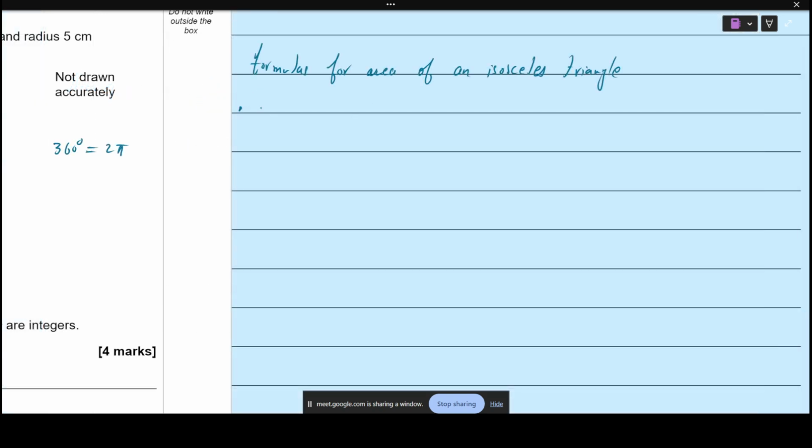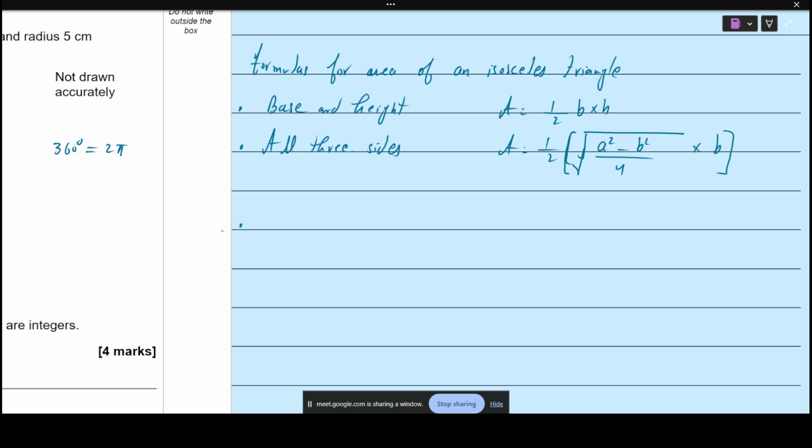First, if the base and the height of the isosceles triangle are given, we use the formula for area: half times base multiplied by height. If we are given the three sides of the isosceles triangle and the angle is not given, then we have another formula: half times the square root of first side squared minus the second side squared divided by 4, all in square root, multiplied by the second side.